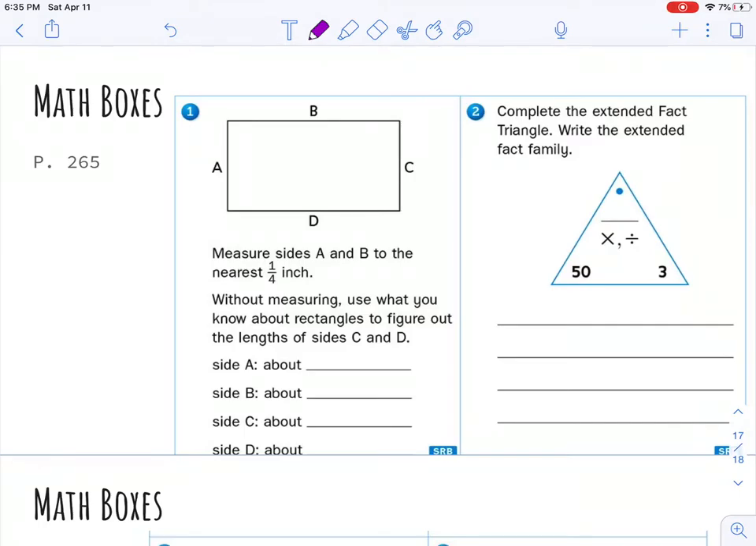All right, so let's look at number 1. Measure sides A and B to the nearest 1/4 inch. Without measuring, use what you know about rectangles to figure out the lengths of sides C and D. All right, so you're going to measure both sides A and B to the nearest 1/4 inch. And then you should know that whatever A is the same as C, and whatever B is the same as D.